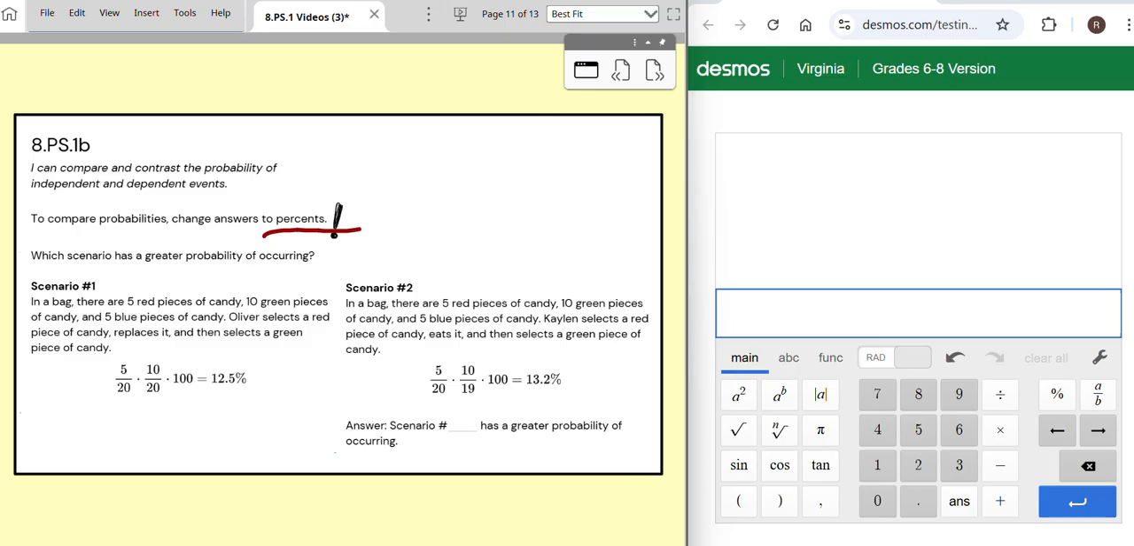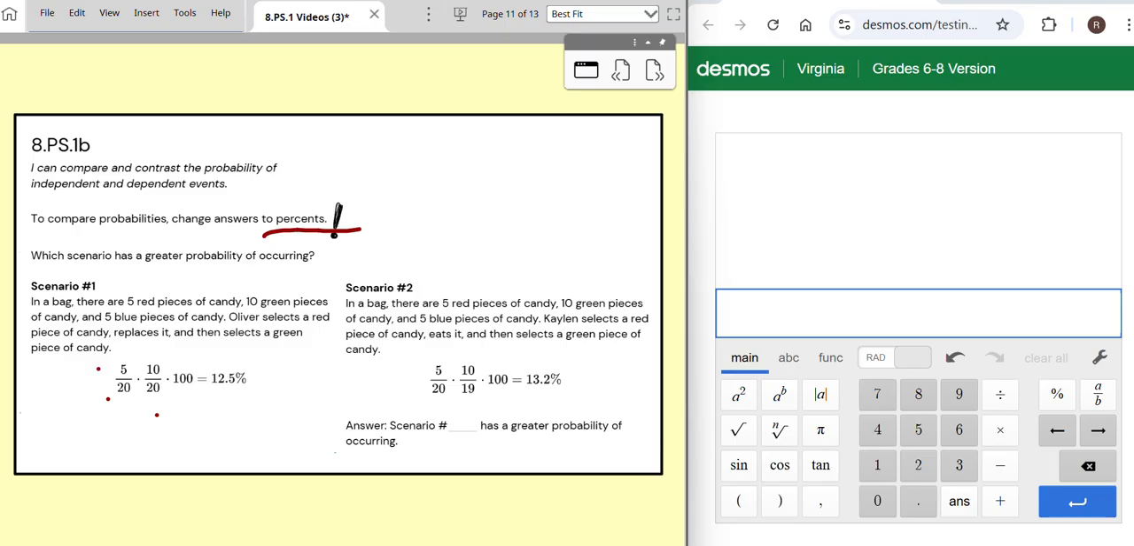Scenario number one. In a bag, there are 5 red pieces of candy and 10 green pieces of candy and 5 blue pieces of candy. Oliver selects a red piece of candy, replaces it, then selects a green. Well, if you add 5 plus 10 plus 5, there are 20 pieces of candy. And Oliver wants a red one, and there are 5. He picked out, hoping to get red, then replace that piece of candy so the bottom number stays at 20.